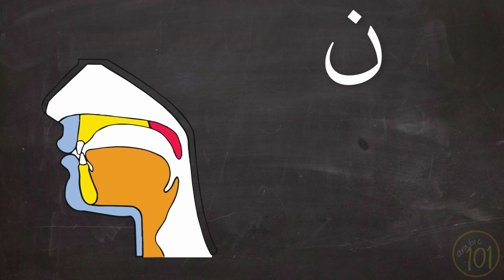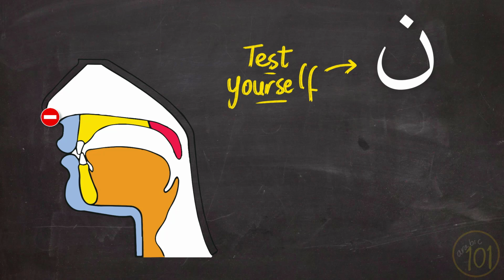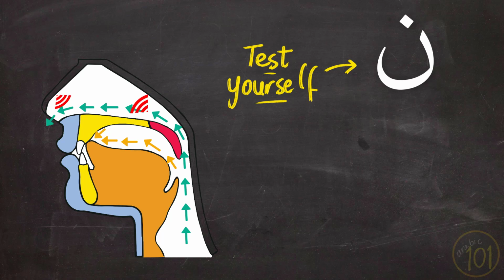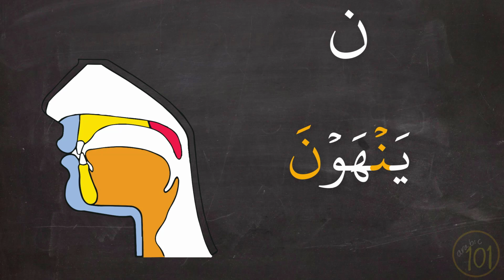In order to make sure that you are getting both movements right, especially the second one, try performing Noon while blocking your nostrils. If the sound is muffled and indistinguishable, then you're performing it correctly, which means that normally there is air coming out of your nostrils, and now you're blocking it, the sound doesn't come out properly. Here are some examples for Noon in context.